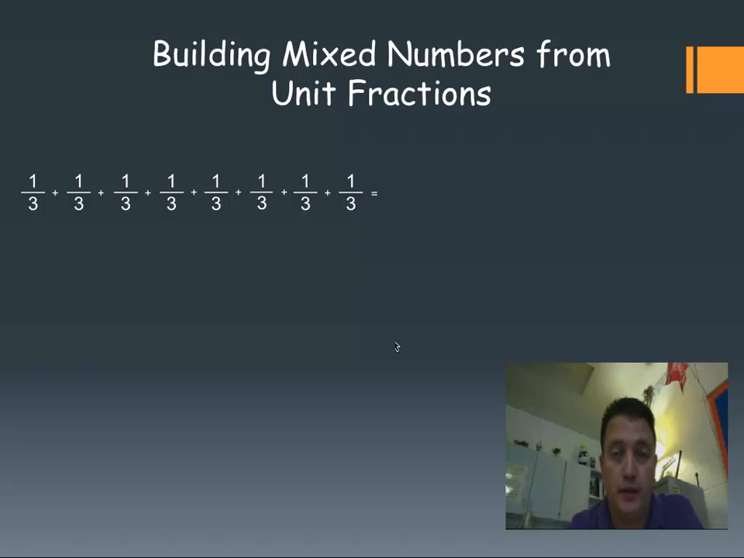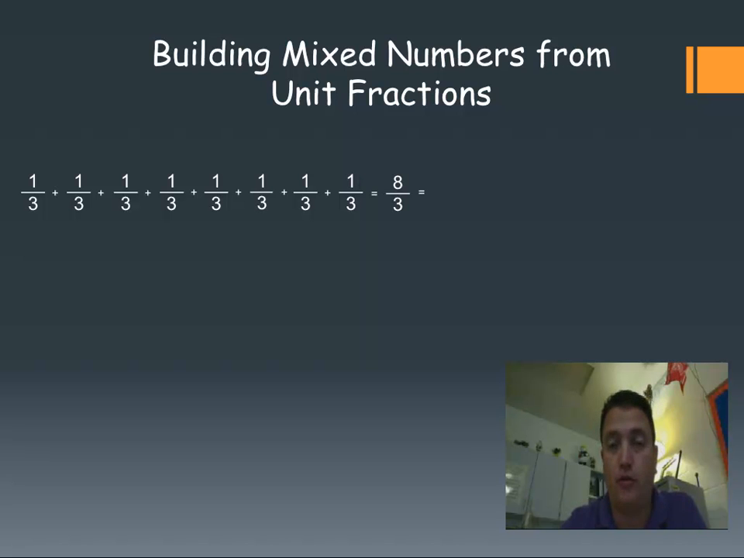All right, the next thing we're talking about is building mixed numbers from unit fractions. You can see here I have a string of 1/3s. Again, I'm just going to remember, the denominator stays the same. As long as they're all common denominators, I can add these right up, and I'm just going to add the numbers up at the top. So I've got 1, 2, 3, 4, 5, 6, 7, 8 thirds. Now I want to figure out what does that equal in terms of being a mixed number.